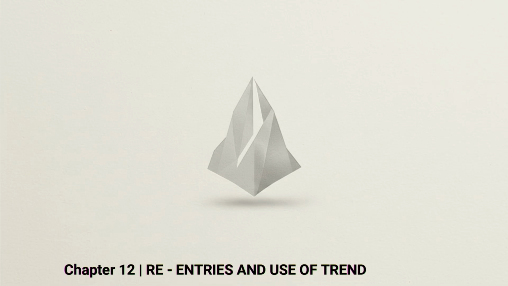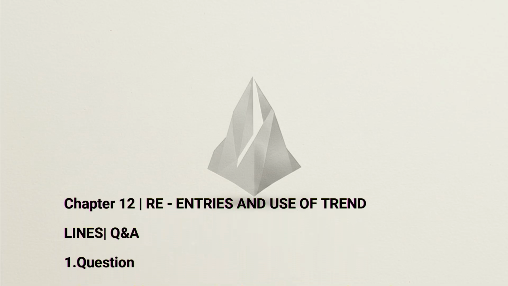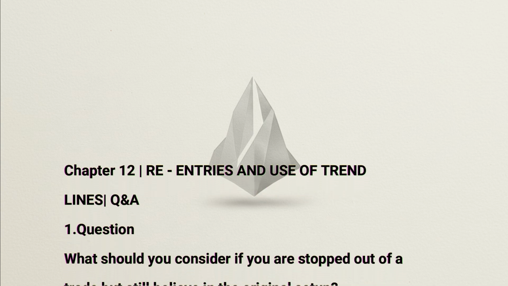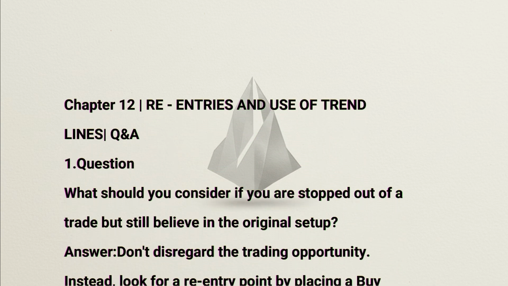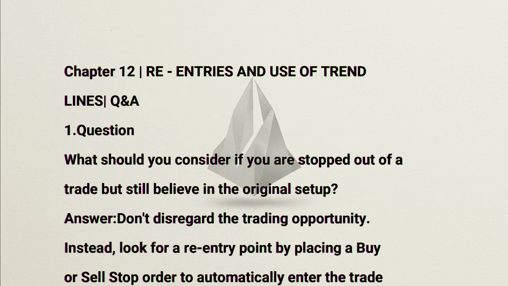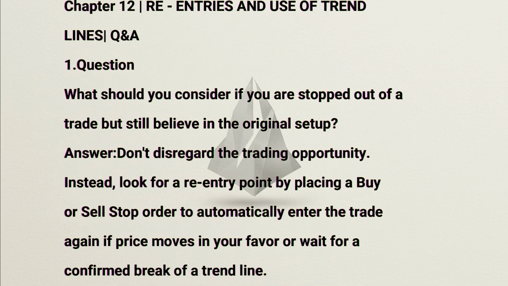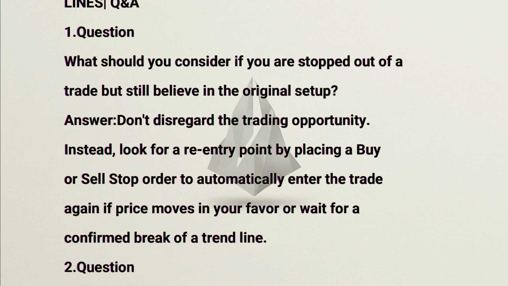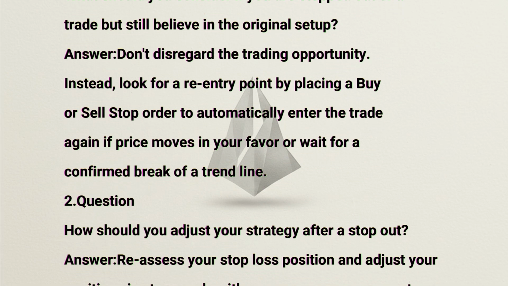Chapter 12: Re-entries and Use of Trend Lines Q&A. 1. Question: what should you consider if you are stopped out of a trade but still believe in the original setup? Answer: don't disregard the trading opportunity. Instead, look for a re-entry point by placing a buy or sell stop order to automatically enter the trade again if price moves in your favor, or wait for a confirmed break of a trend line.